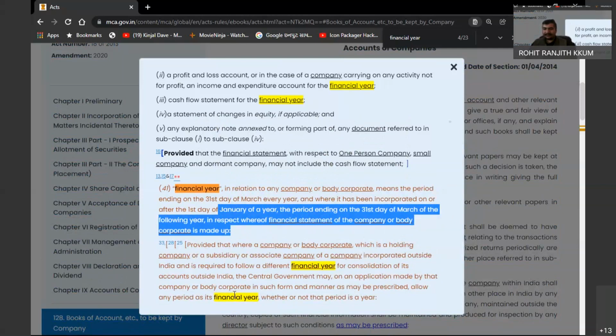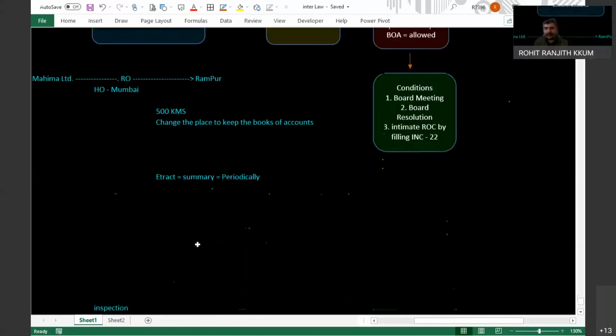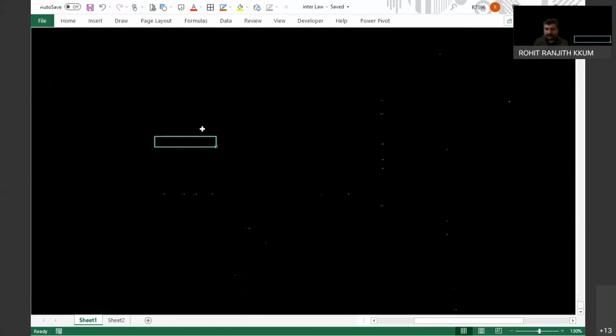What do you mean by this? I think without an example it would be difficult to understand. Suppose there is a company and the company's name is Milan Limited, which is incorporated on 11th February 2019.